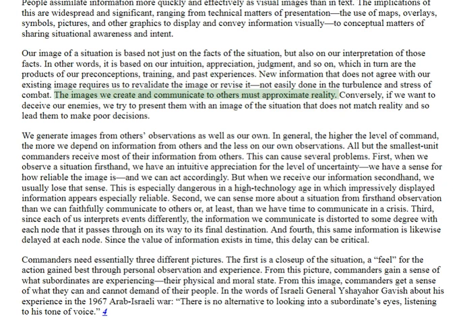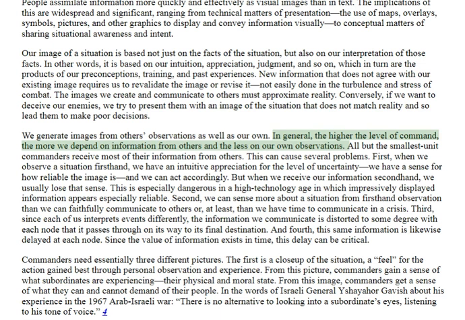The images we create and communicate to others must approximate reality. Conversely, if we want to deceive our enemies, we try to present them with an image of the situation that does not match reality and so lead them to make poor decisions. We generate images from others' observations as well as our own.